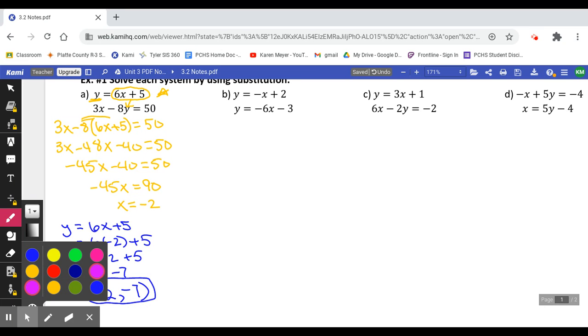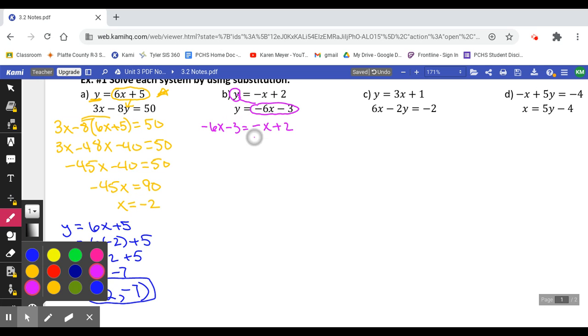So let's go try it over again. On B, you're going to notice both equations say y equals. So I'm just going to choose to take the bottom one and plug it into the top one for the letter y. So it'll look like this. Negative 6x minus 3 equals negative x plus 2.